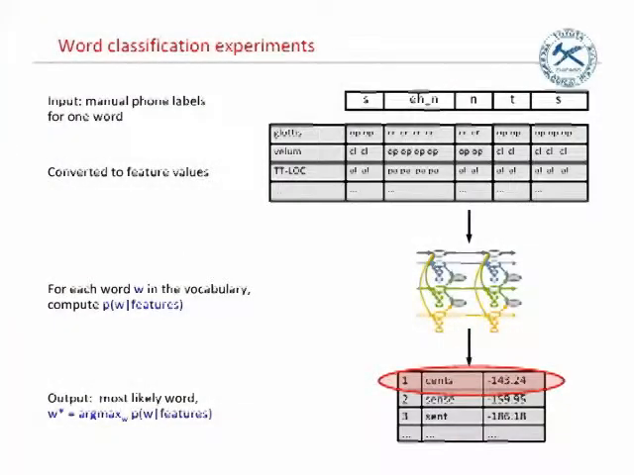Okay, I'm going to skip this part and just go on to experiments. So in word classification experiments, what we're doing is we're given manual labels of the articulatory features, and for each word in the vocabulary, we compute the probability of that word given the features. And then what that gives us is a ranked list of the words in the vocabulary, and then we output the most likely word. This is kind of like an idealized speech recognition experiment. We're just recognizing one word at a time.